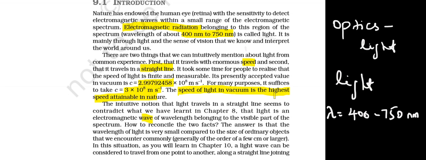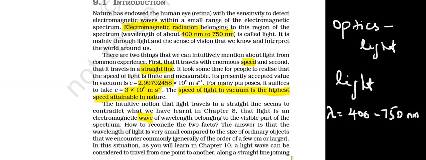Okay, next one, how do the waves travel? Are they going to travel only in a straight line? This is going to be a contradictory question, right? Because in the previous lesson we learned that light is an electromagnetic wave, but here we are talking about light traveling in a straight line. So whether light travels in a straight line or as a wave, it has both natures. That is what we are going to study in this chapter as well as in the next chapter.